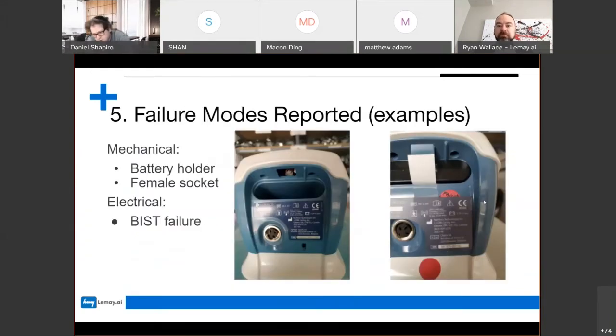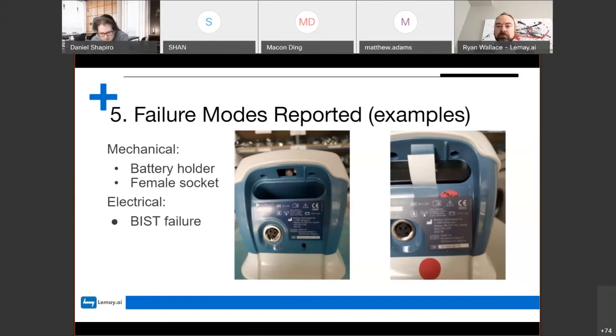I wanted to go through some actual real examples of what fails. We're talking about predicting stuff. What are we predicting? So here's an example of the little latch that holds the battery in. You can see it on the right-hand side. On the left-hand side, the spring broke.